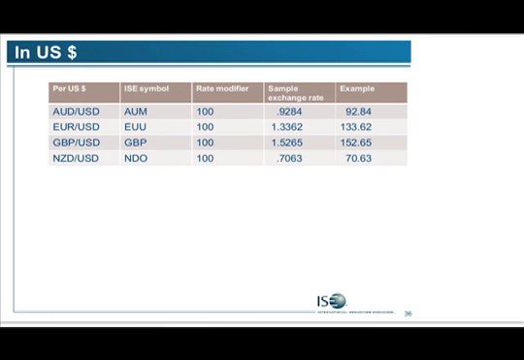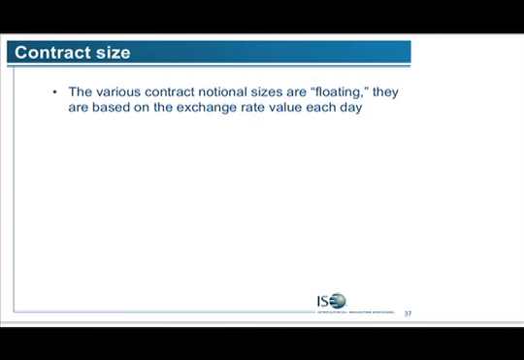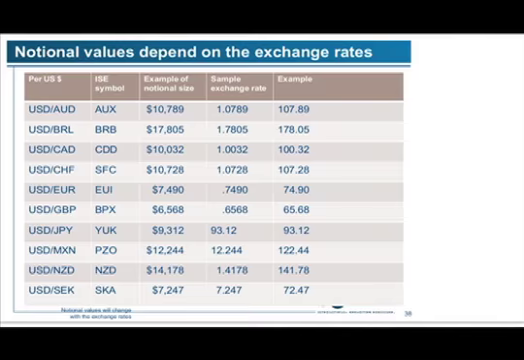So we have the in US, and that's with the dollar as the quote currency: AUM, EUU, GBP, and NDO. So you might have the exchange rate trading at 152.65, at least when I built this slide, although now the British pound is much cheaper, well not much, but it's cheaper at 147. Contract size is floating, which means that you multiply the pair value by 100 or by 10, or maybe you don't modify it, and you come up with the option value, the notional value.